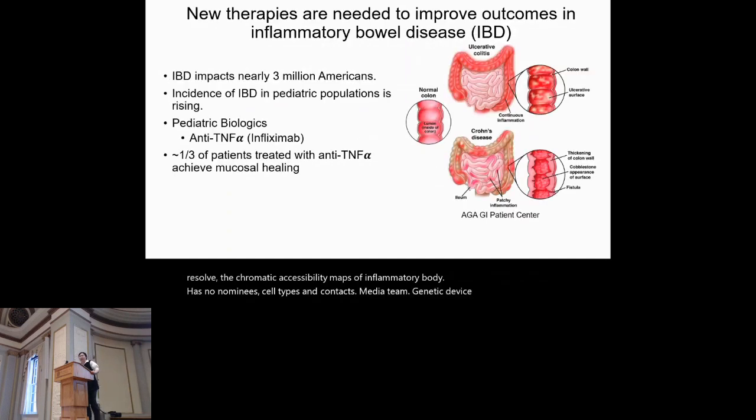To get you started, a little background about inflammatory bowel disease. It is a group of chronic diseases that cause inflammation of the digestive tract. It affects nearly 3 million Americans, and there are two major subtypes. One is ulcerative colitis, characterized by continuous inflammation of the colon. The other form is Crohn's disease, with patchier inflammation that can occur anywhere in the digestive tract, but mainly in the colon and small intestine. There is rising incidence of the disease in the pediatric population.